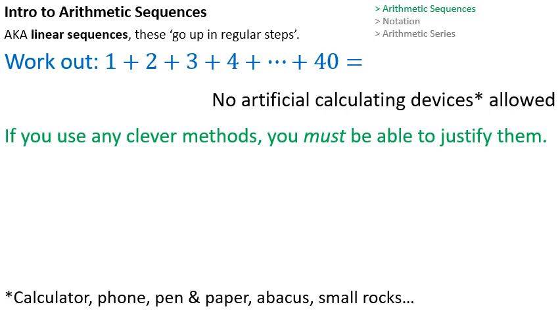Another approach that works quite well, that's perhaps a little stranger, is to look for pairs of numbers that add together to make the same thing. So 1 and 40 add up to make 41. 2 and 39 add up to make 41. 3 and 38 add to make 41. There's a pattern in there. The lower numbers are increasing one at a time. The higher numbers are decreasing one at a time. So the overall total stays the same.